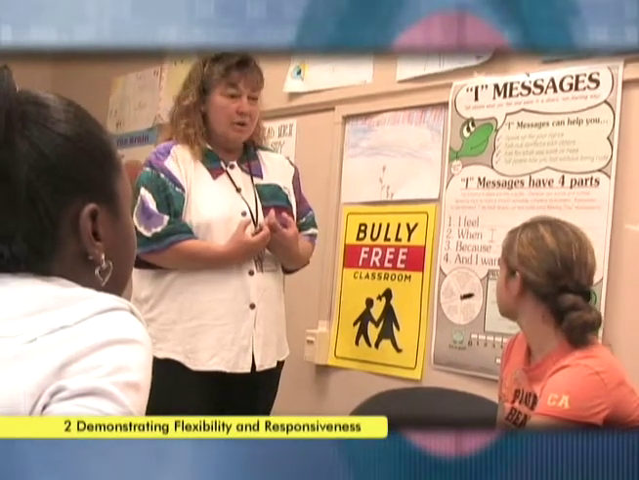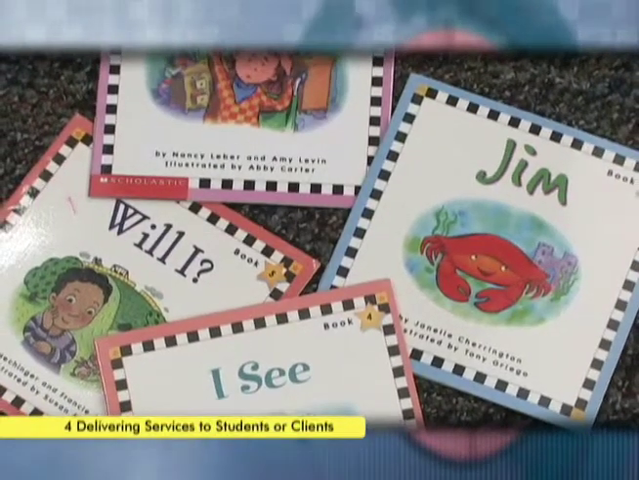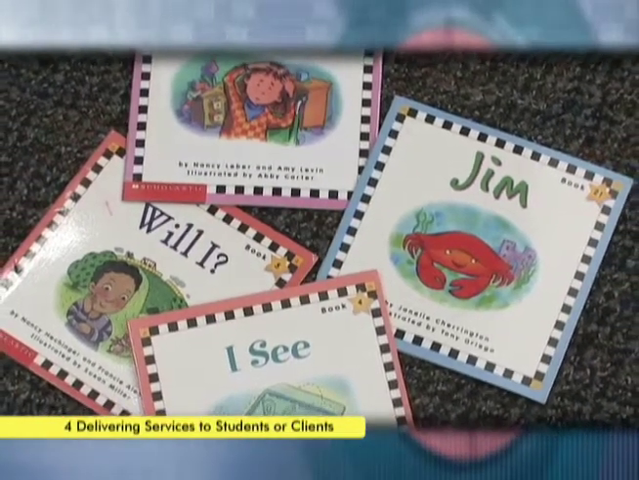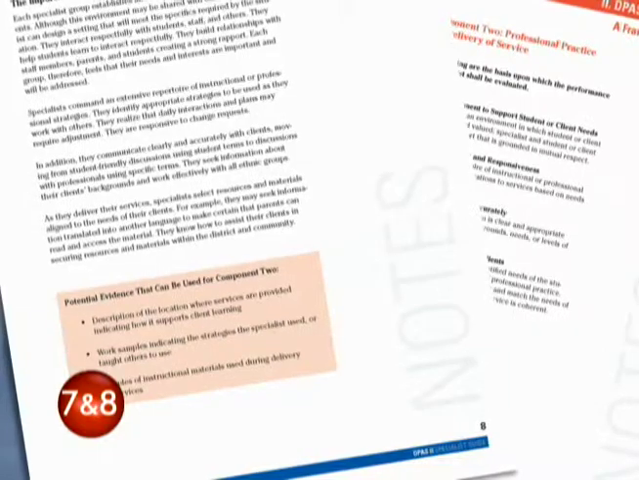Demonstrating flexibility and responsiveness. The specialist has a repertoire of instructional or professional strategies and makes modifications to services based on needs of the students or clients. Communicating clearly and accurately. Verbal and written communication is clear and appropriate to students or clients' ages, backgrounds, needs, or levels of understanding. Delivering services to students or clients. The specialist is responsive to the identified needs of the students or clients and meets standards of professional practice. The resources and materials are suitable and match the needs of the students or clients. The delivery of service is coherent. Guide pages 7 and 8 have more detail about the importance of Component 2 and examples of potential evidence that support it.